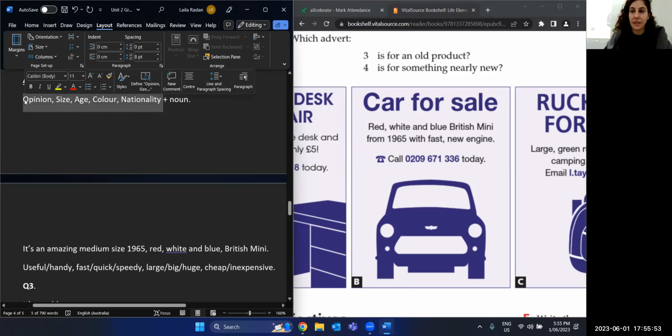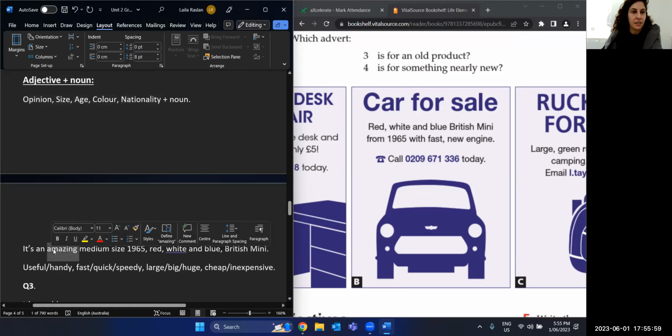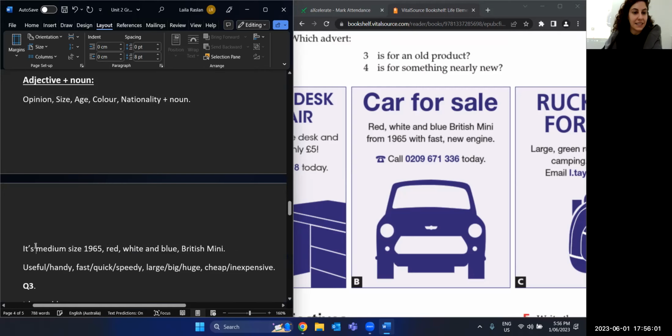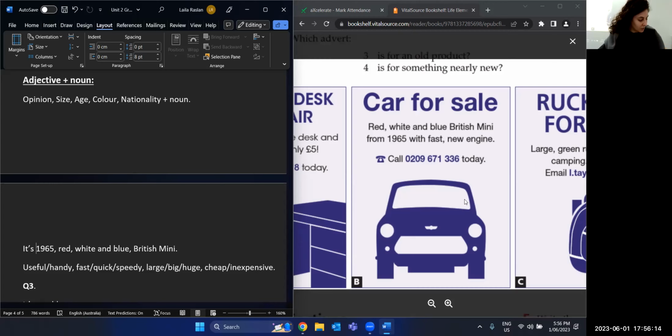It's good to keep in that order, but you don't have to give all information. If we look at this advertisement, it didn't have the opinion. It didn't have the size. So you don't need all, but it's good to have as much detail as possible, the most important details. Okay, let's do the next one.